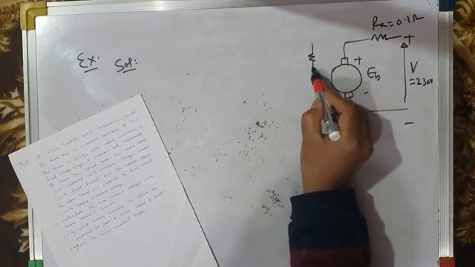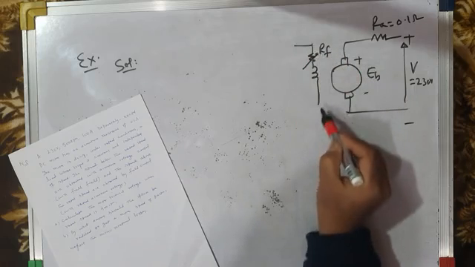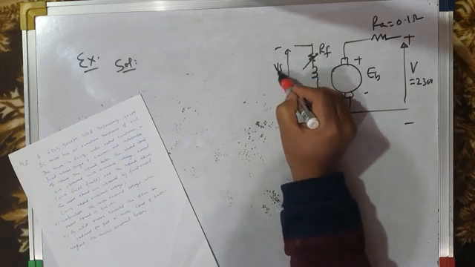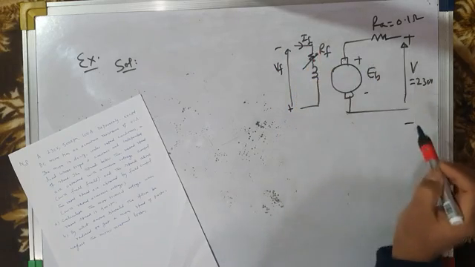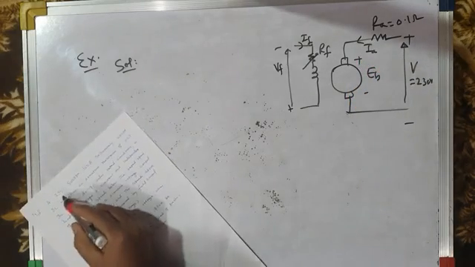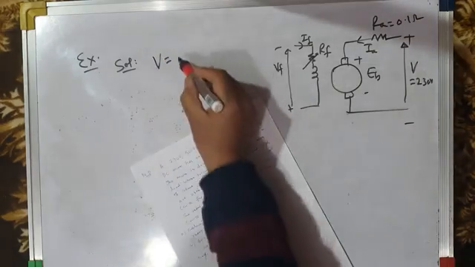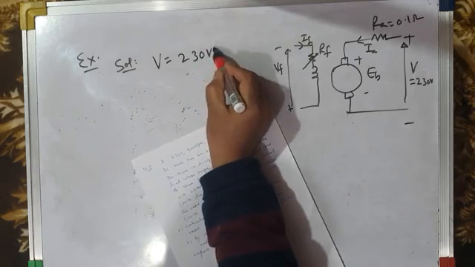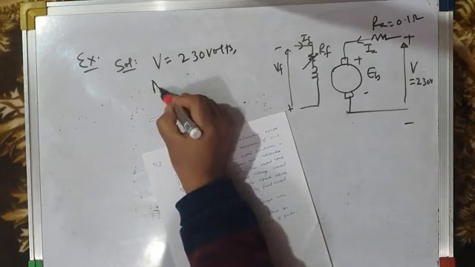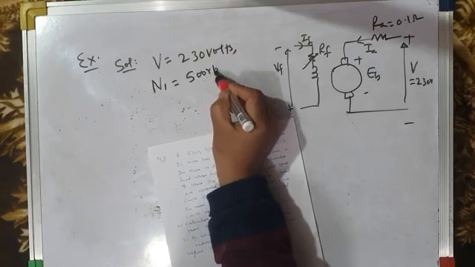And this is the field winding with variable field resistance RF. This is the field voltage VF and field current IF. The armature current is IA. It is given in the problem 230 volt, that means the input DC voltage is 230 volts. We'll write the data: V is equal to 230 volts, 500 rpm. That was the speed of the motor, N1, the original speed, is 500 rpm.